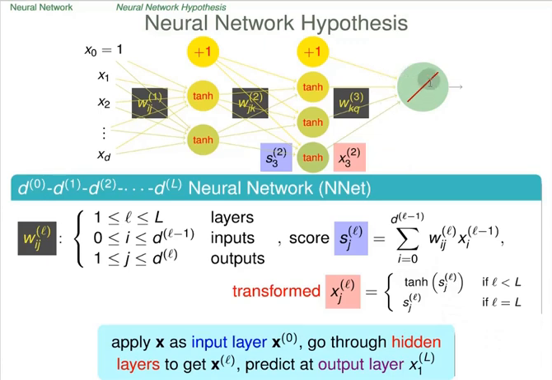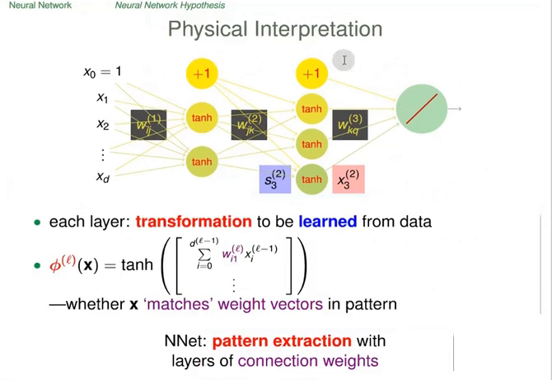At the final layer, note s will be, in this case, identity transformed, so we will not apply tangent when l is equal to capital L. These are the basic notations that we will follow to define the neural network hypothesis. Here, each layer of the multi-layer perceptron can be interpreted as a form of nonlinear transformation that is learned from data.